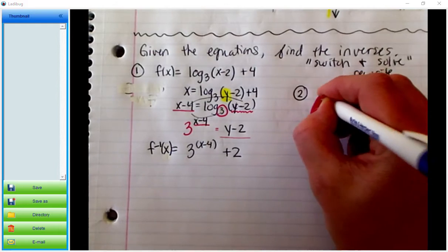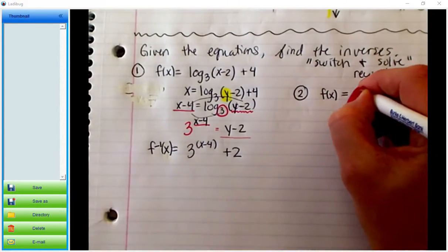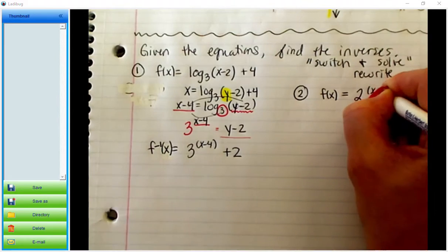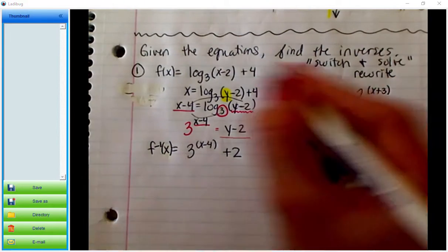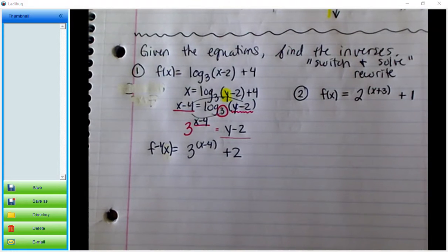Let's say f of x equals, we'll start with an exponential. I like to group. Notice there's no a values yet, just h and k. Switch and solve. Solving is going to have that rewriting technique.